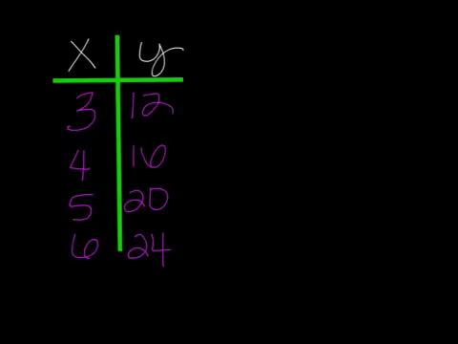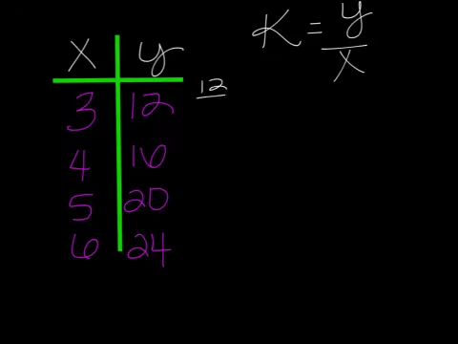Now we are going to look at how to find the constant of proportionality from a table. So remember that our formula is k equals y over x. And we're going to do this for each value. So in this case, on the first one, our y value is 12 and it's over our x value of 3. Well, 12 over 3 just gives us 4.